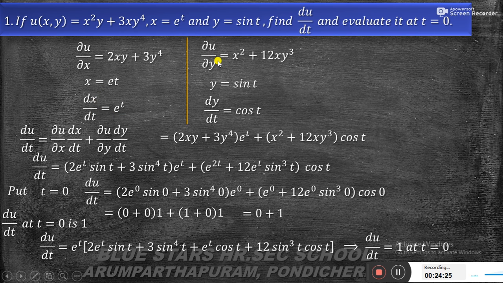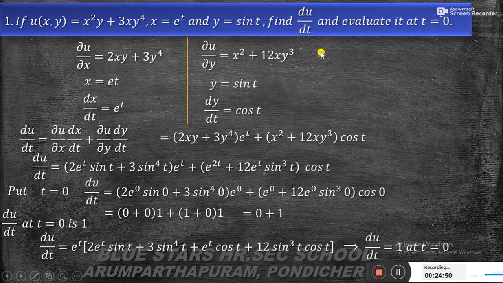So next dou u by dou y. Differentiate with respect to y. So dou u by dou y equal to x square into derivative of y, which is 1, x square, plus 3x into derivative of y power 4, which is 4 y cube. So 3 4s are 12, 12x y cube. Therefore y equal to sin t, dy by dt equal to, differentiation of sin t is cos t. So dy by dt equal to cos t.